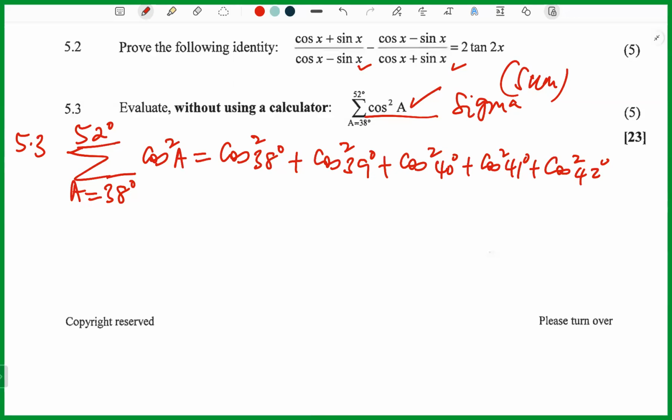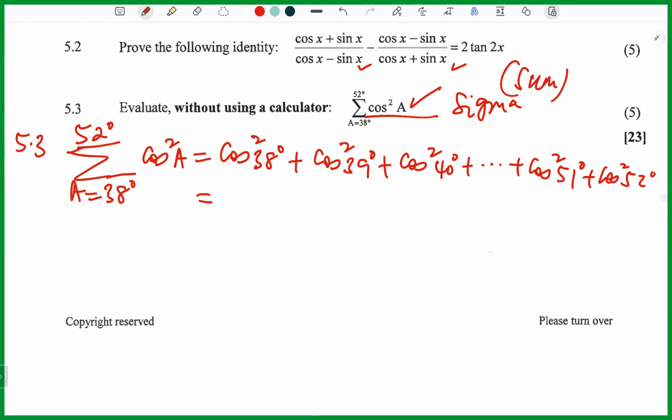Right, we shall have lots of them, so let me just jump some of them. Okay, 41, let me just say 40, and then we shall say dot, dot, dot, and then we shall have cosine squared of 51 degrees plus cosine squared of 52 degrees. Okay, so let's see what we get out of this.